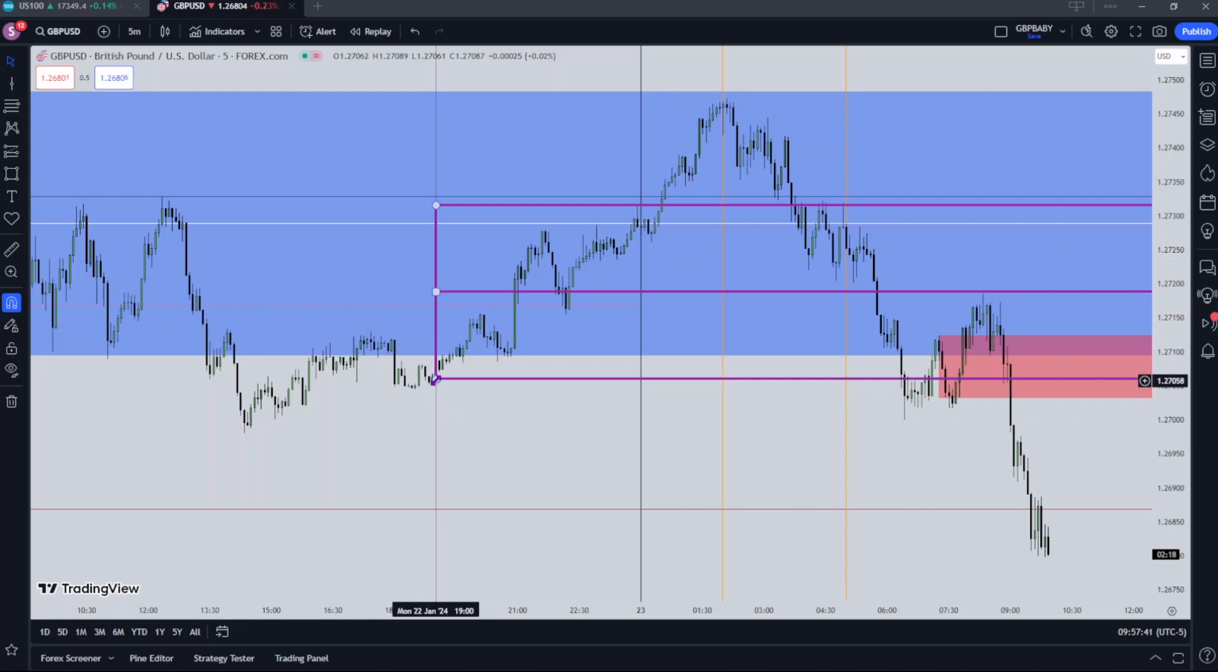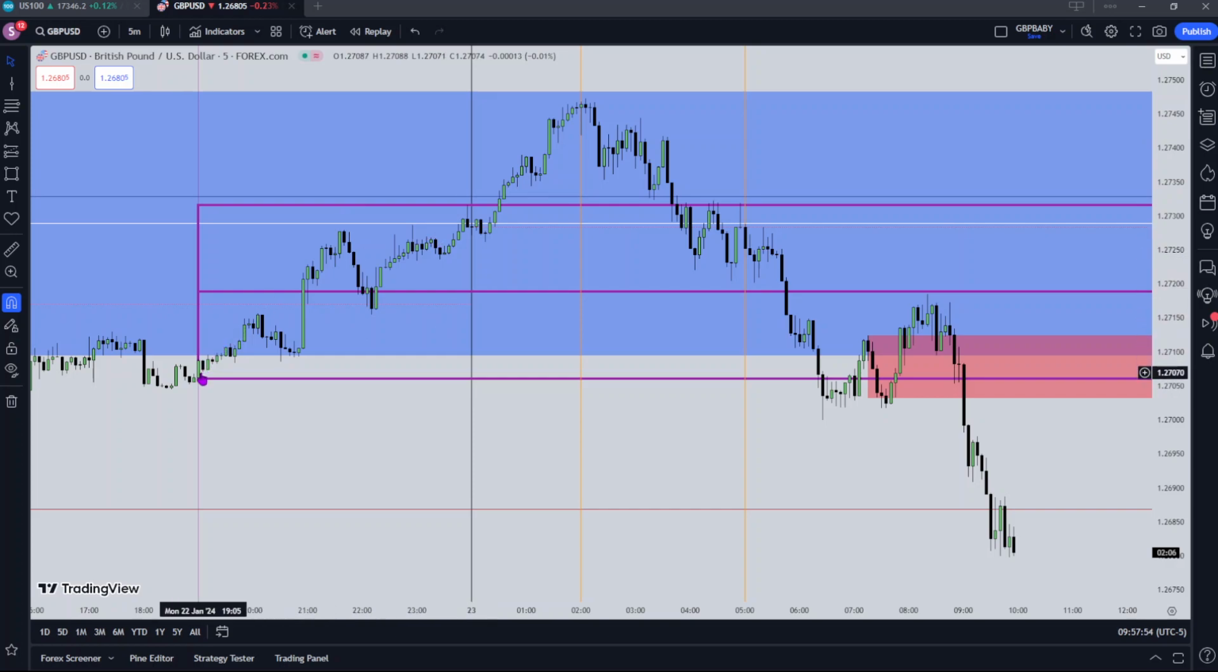I mark out the low of the Asian session, the low from 7 p.m. to 12 midnight, and then the high of the Asian session. I also delineate the midpoint of the Asian session. What you find is that price treats the Asian range, from this low to this high, as a buffer in the new day.